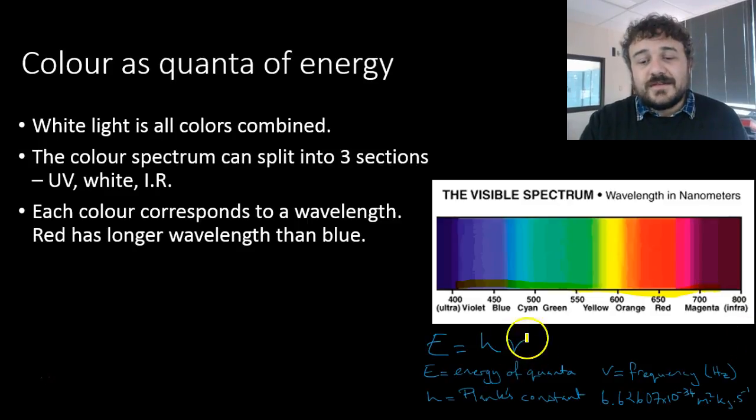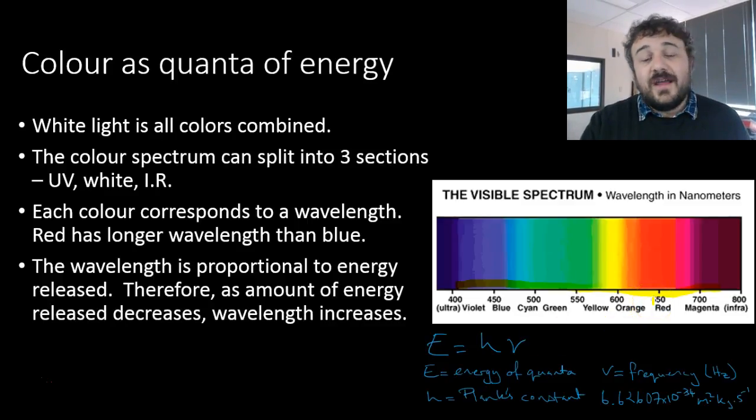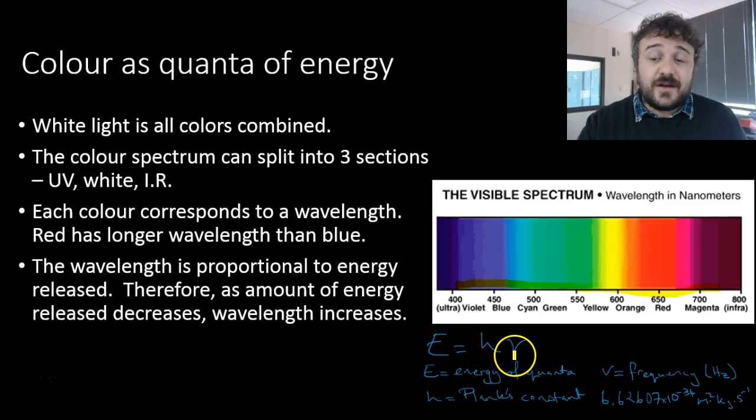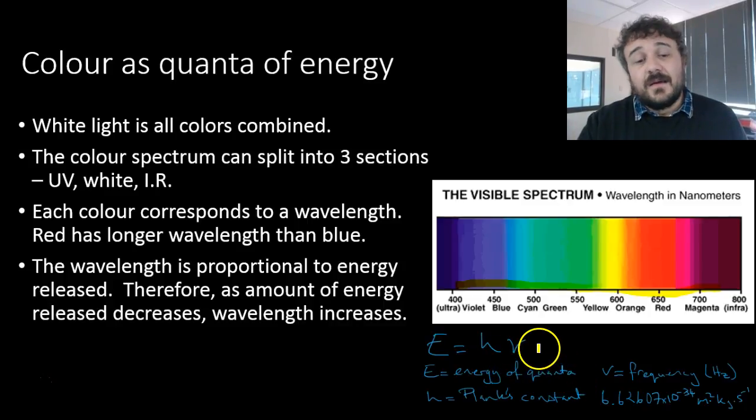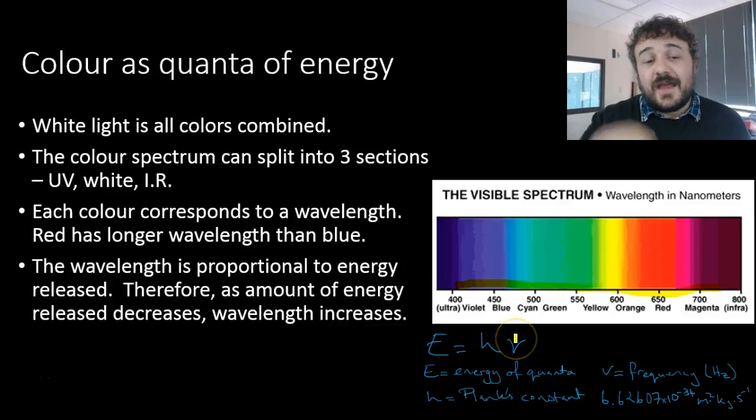Now, frequency, which is this here, so E equals hν, we can work that out, by the way, if we know the wavelength of light. So that's where that's proportional. Now, the wavelength itself is proportional to the energy released. So even though wavelength doesn't fit into this equation, we can use the wavelength to work out the frequency, which is what ν is. And as the amount of energy decreases, the wavelength increases.